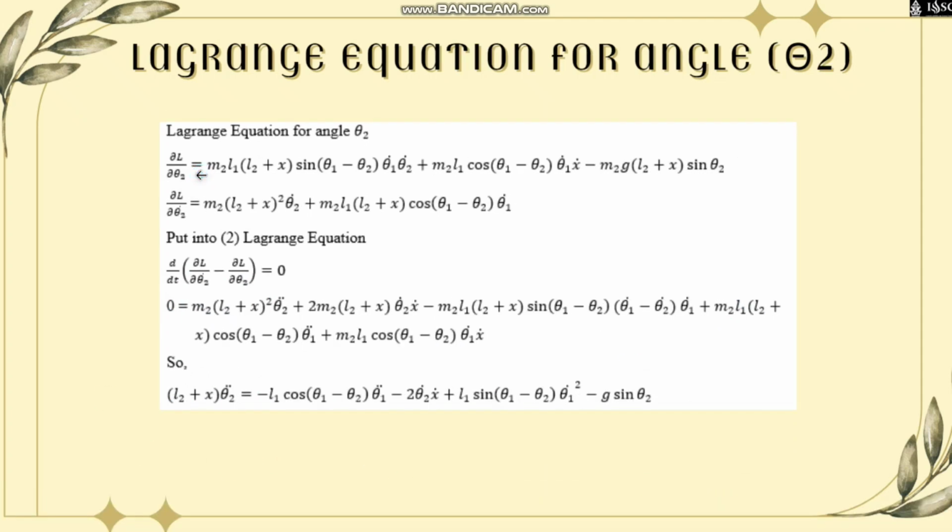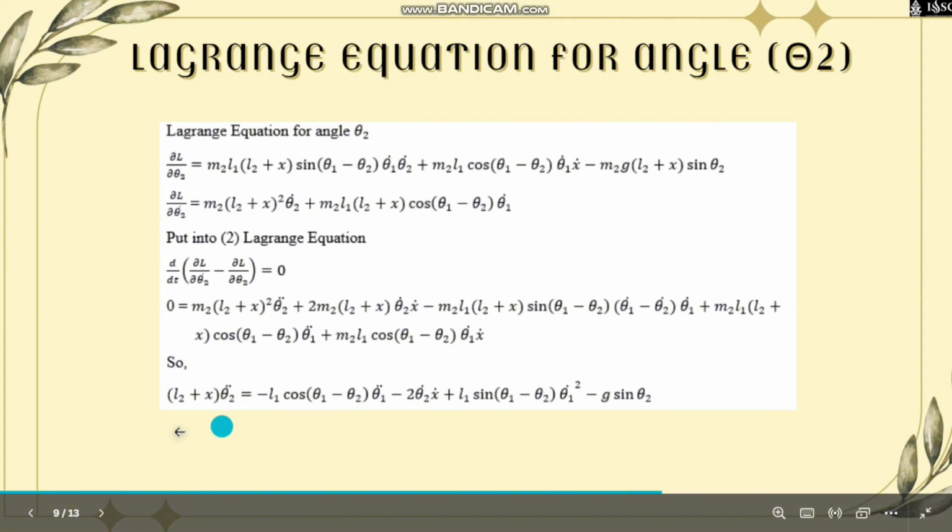Using the same steps to find the Lagrange equation for angle 2, we differentiate the L function with respect to theta 2, and we will get this. And if we differentiate the Lagrange function with respect to theta 2 dot, we get this. If we put these 2 equations into the second Lagrange equation, we have this equation. And if we write the equation again, it will become this equation.